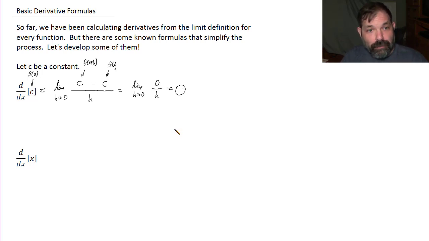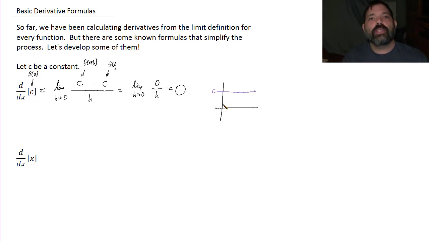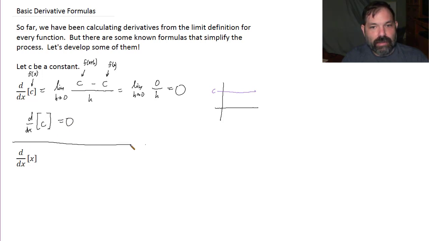Remember that if we think of the graph of a constant function, it's a horizontal line. So here's the graph of a constant function. This is the c value. And if we think of the derivative as representing a slope, a constant function is a horizontal line, and the slope of any horizontal line is 0. It should seem reasonable. All right, so there's our first formula. The derivative of a constant, d by dx of a constant, is exactly 0.